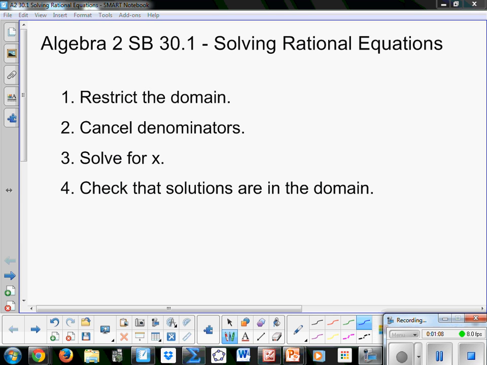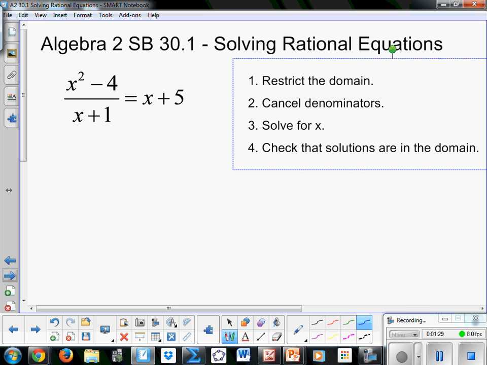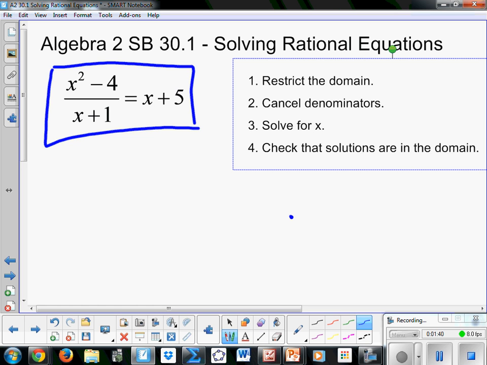That's going to come first, so that before we play with our equation, we can figure out what values won't work. What values are going to make one of our sides undefined. We're going to cancel some denominators, get rid of our fractions like we like to do, solve for x, and then we've got to do some checking. Okay, so our first example is this over here, x squared minus 4 divided by x plus 1 equals x plus 5.